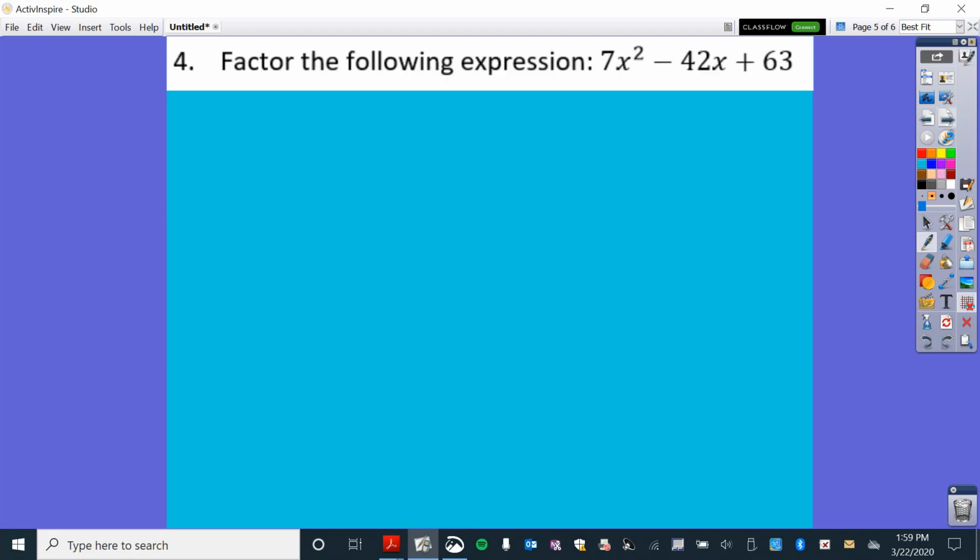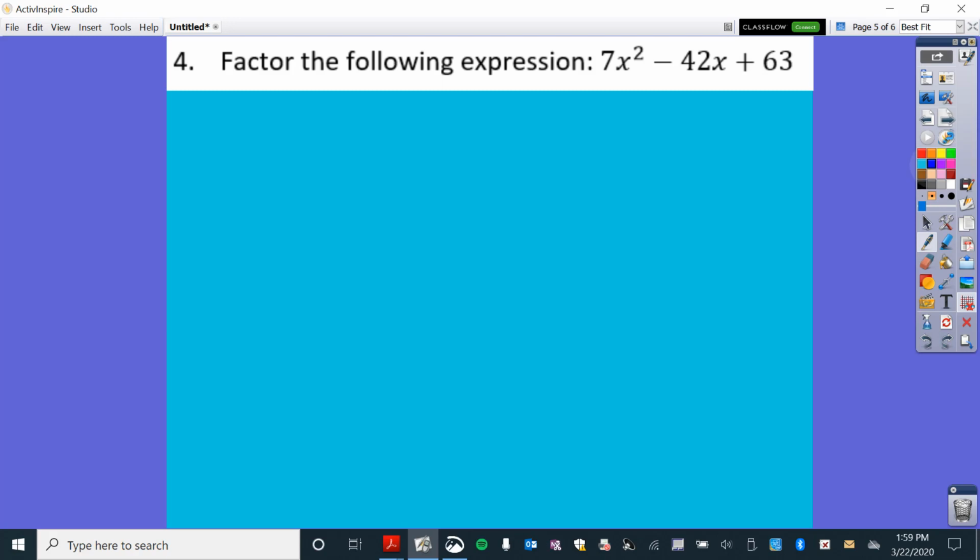Number 4, this one's a little bit different than what we've done, and I want to go over a problem like this because when you do your activity, there will be a problem like this, and I don't want you to be confused or give up on it because you're not sure. So it tells us that we want to factor the following expression.